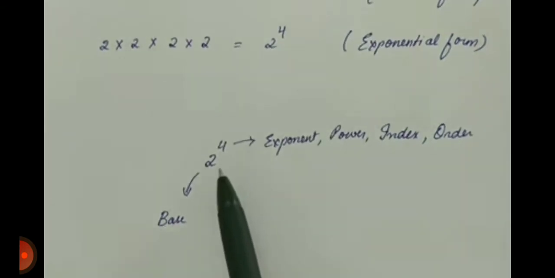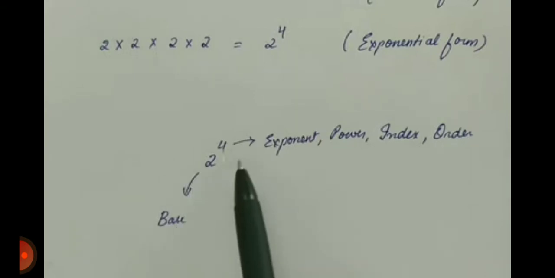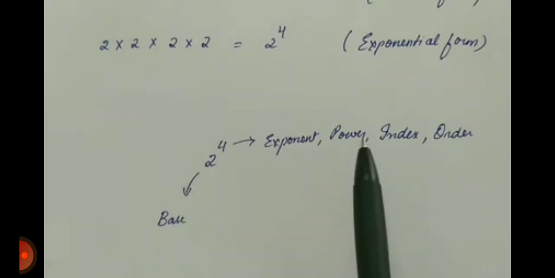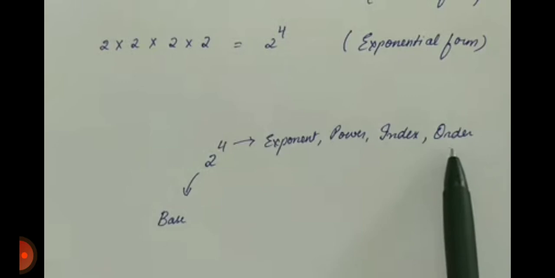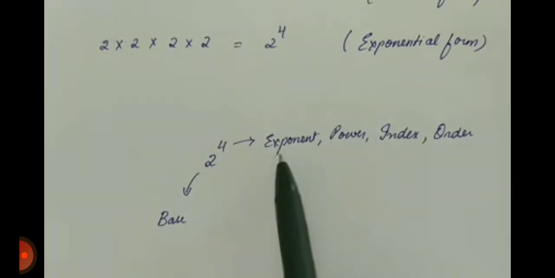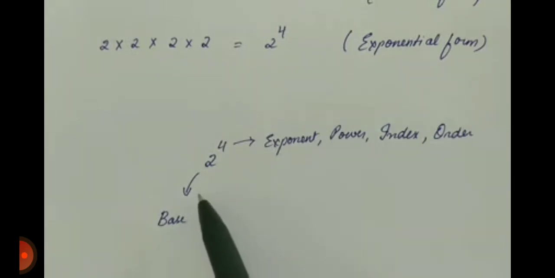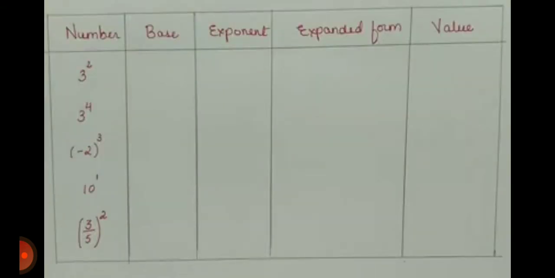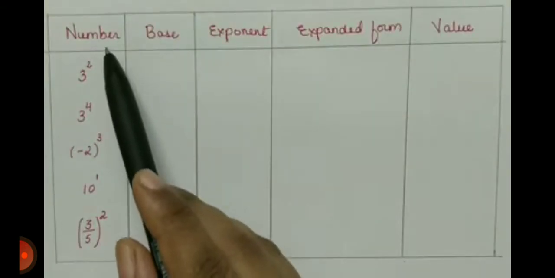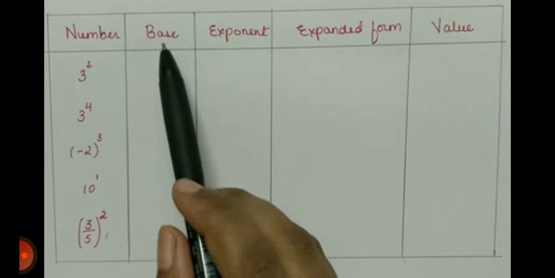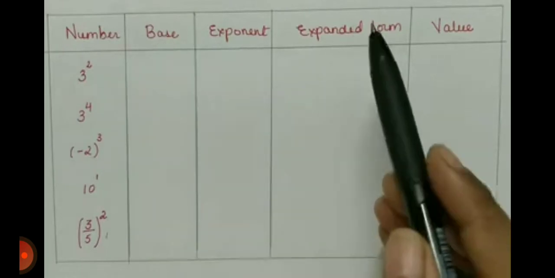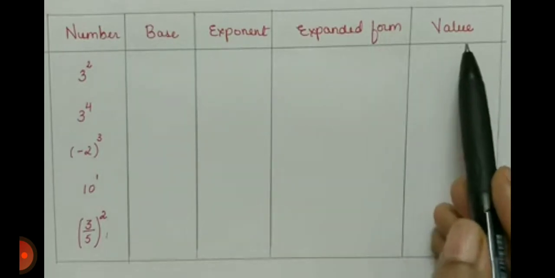In 2 to the power of 4, 2 is called the base and 4 is called the exponent or power or index or order. The exponent tells us the number of times the base number is multiplied by itself. For the given exponential number, write its base, exponent, its expanded form and its value.